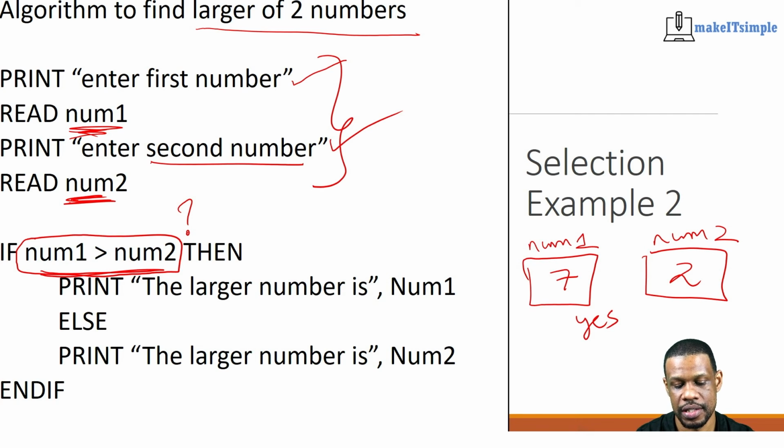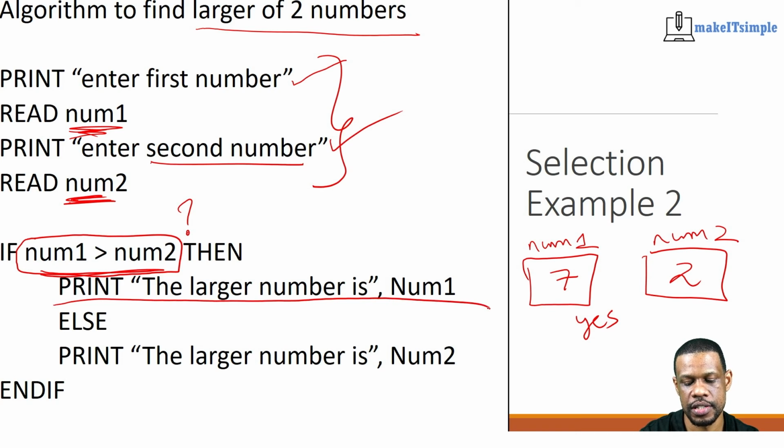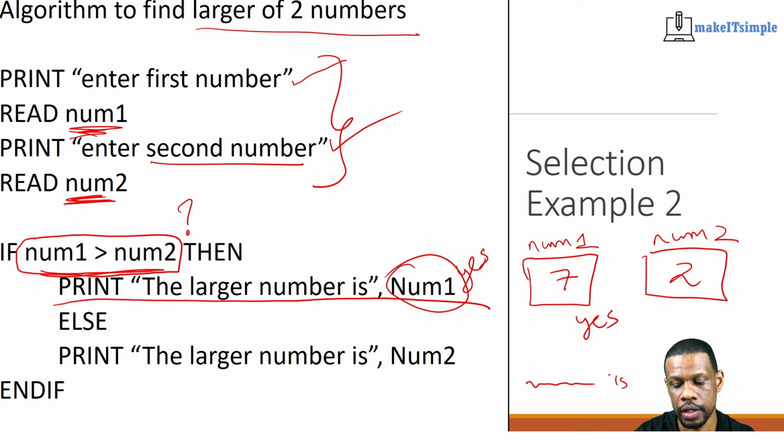So the computer answers the question and says, okay, yes. Because the answer is yes, we choose the first set of options, which is yes here. This will print out the larger number is num1. But instead of putting the actual words num1, it will put whatever is inside num1. So that means you'll get 7 being printed out. And is it true that 7 is greater than 2? Yes. So that means this will be printed out, this one will be ignored, and our algorithm works.